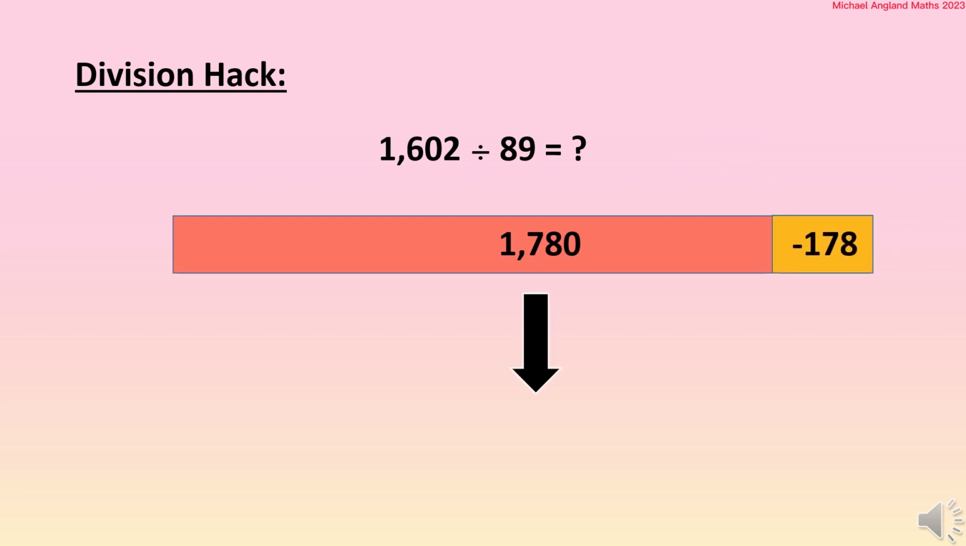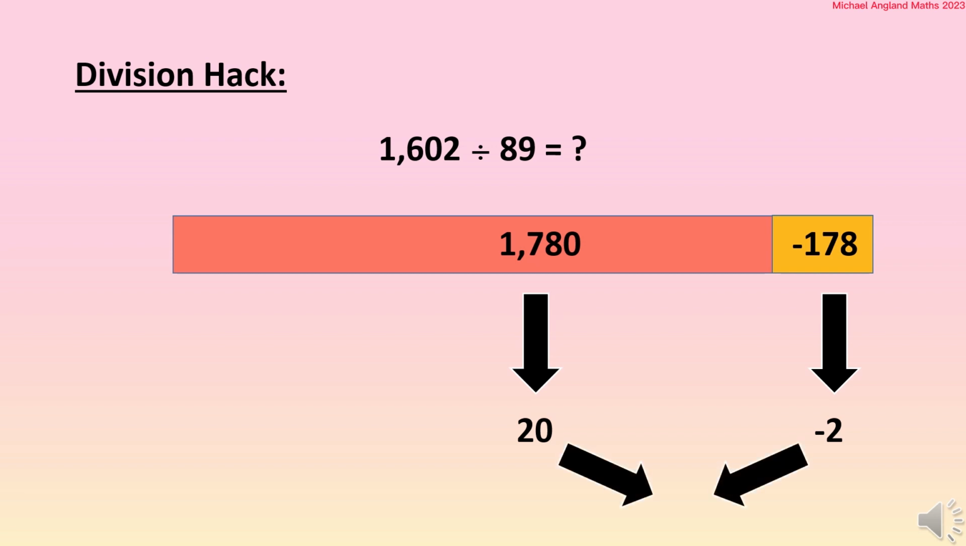1780 divided by 89 is 20. And 178 divided by 89 is 2. So negative 178 divided by 89 is negative 2. Combining 20 and negative 2, we get 18. So 1602 divided by 89 is 18.